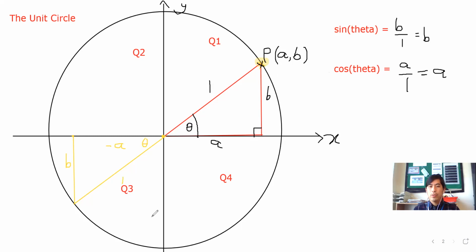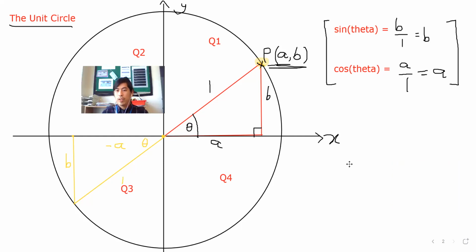All right, so on this unit circle, if you see the point P and it has a position AB, because using the unit circle and the hypotenuse is 1, sine of theta is the y coordinate and cos of theta is the x coordinate. All right, so we're going to work with that for the next few lessons.